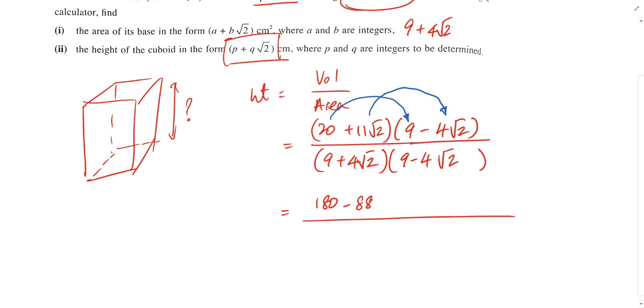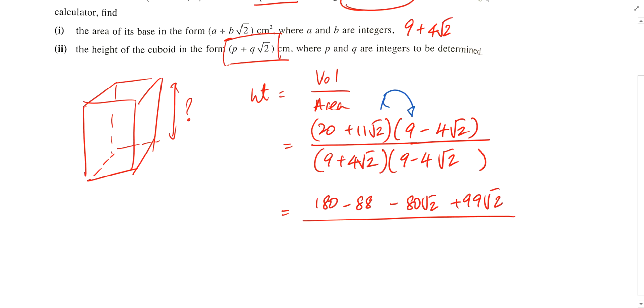You better know this, huh? Next. What else do we have? 20 times negative 4 root 2. Okay, what do we have? And the last one. What else did I miss out? These two. Okay, so what do we have? 99 root 2. That is in the numerator, which I'm sure you can evaluate.